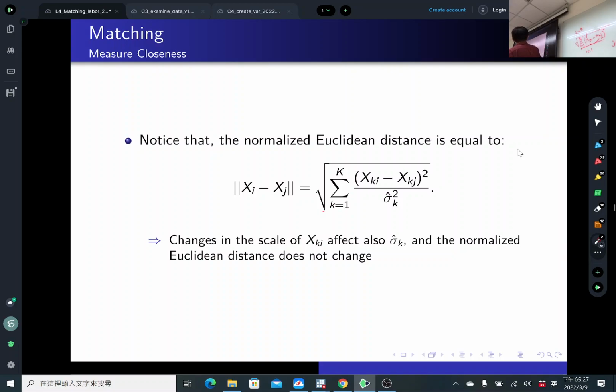Since the denominator and numerator use the same units, they cancel out, so it cancels the effect of using different units. So this will be invariant to the unit you use. That's the so-called normalized Euclidean distance. Usually we use this to calculate the distance between the treatment group and control group.